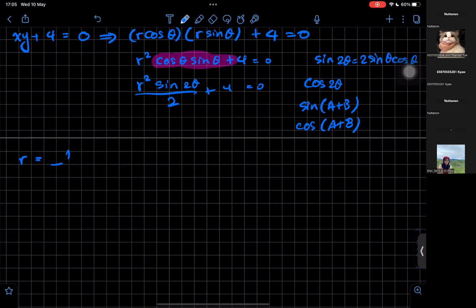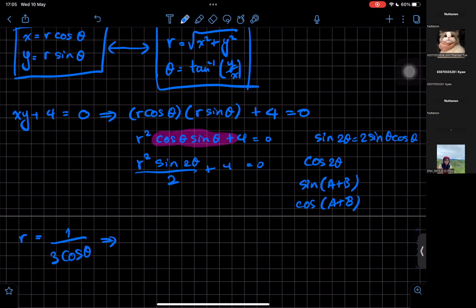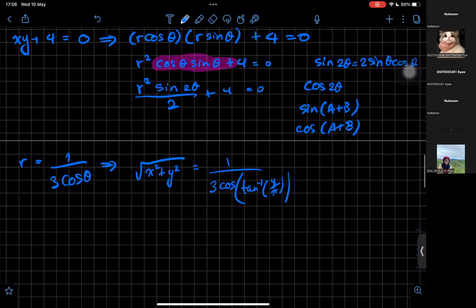R equal to 1 over 3 cos theta, like this one, right? Then actually you can just do it straightforward. It becomes x squared plus y squared equal to 1 over 3 cos theta. If you do it like this, it's theoretically correct.